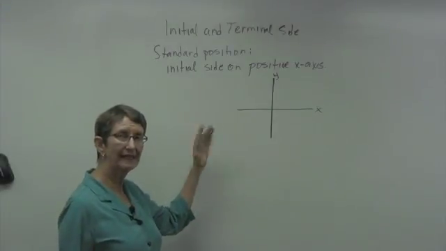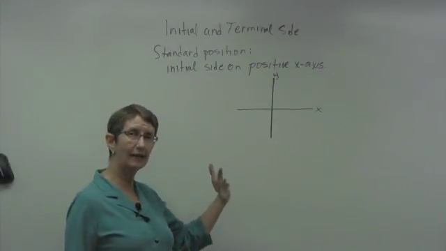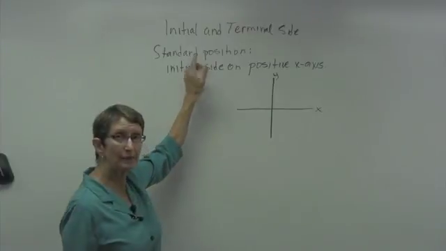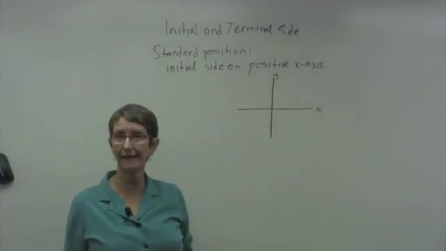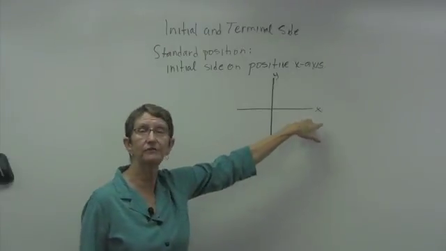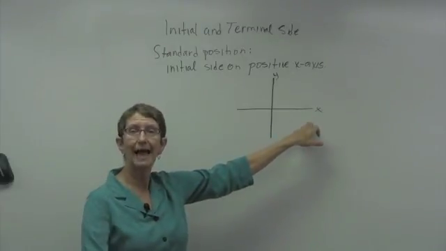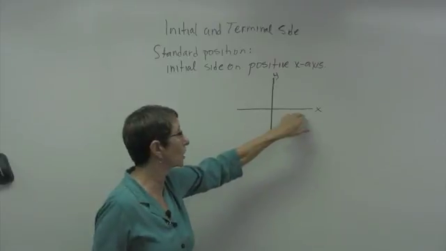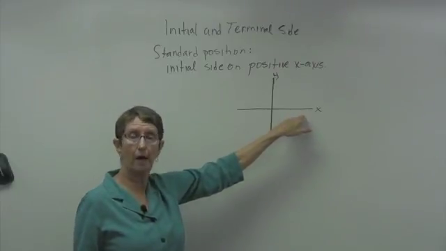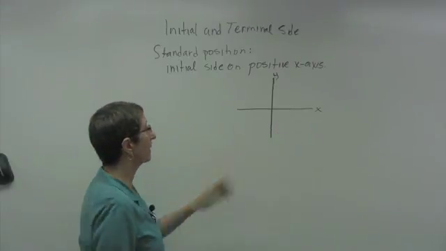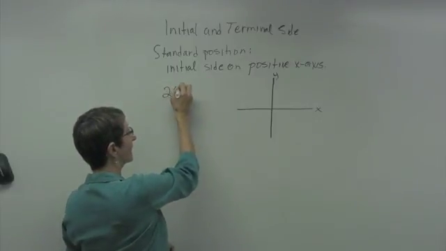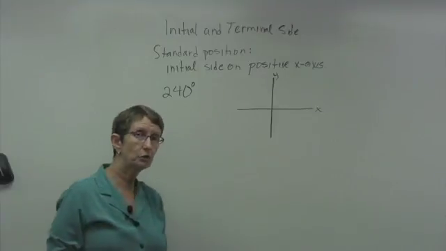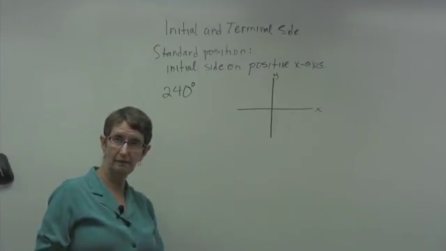Here we want to look at the initial and terminal sides of angles that are in standard position. Standard position means that the initial side is on the positive x-axis. That's where we very first started talking about our angles with circular rotation. We started them on what has now become the positive x-axis. So if I want to find the initial side and the terminal side of an angle of 240 degrees.